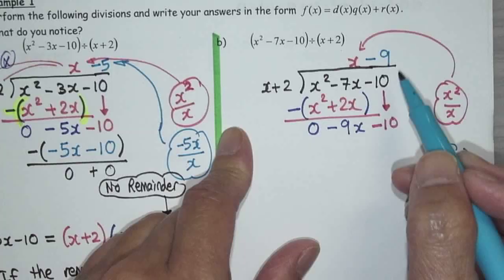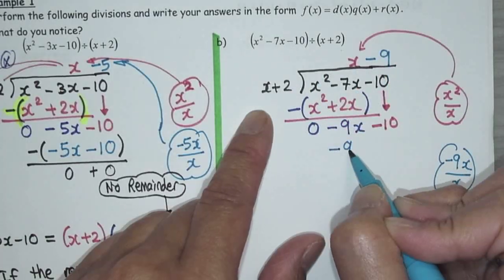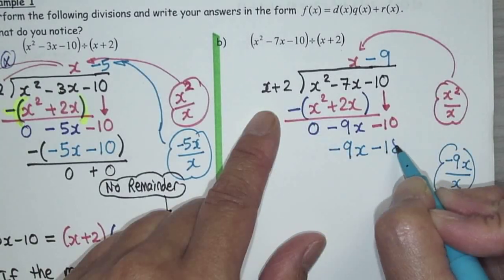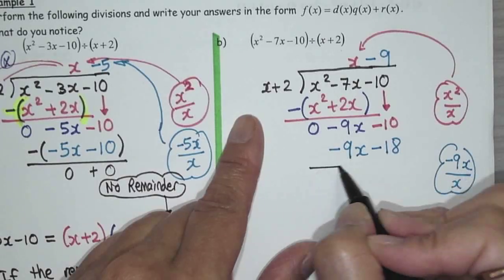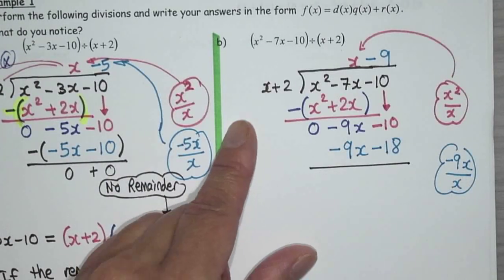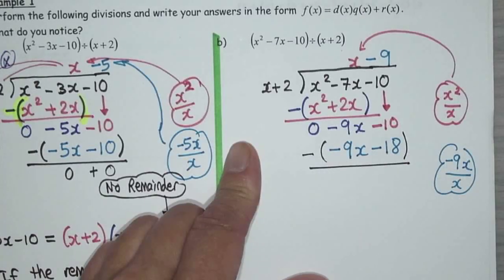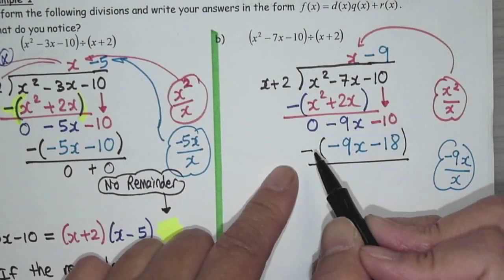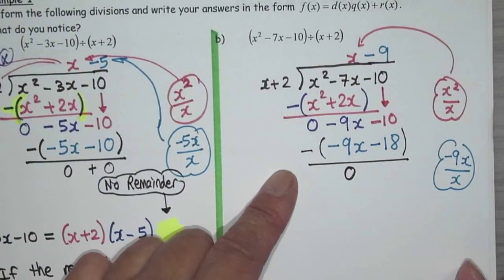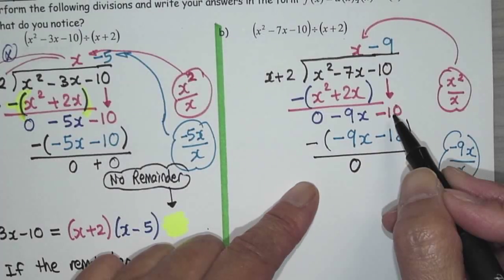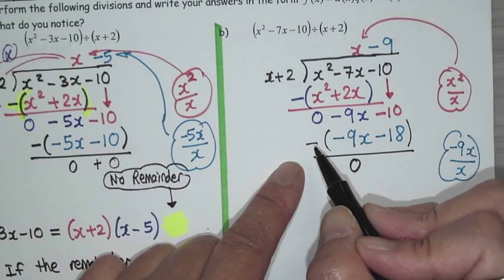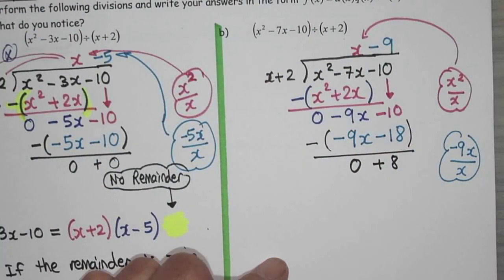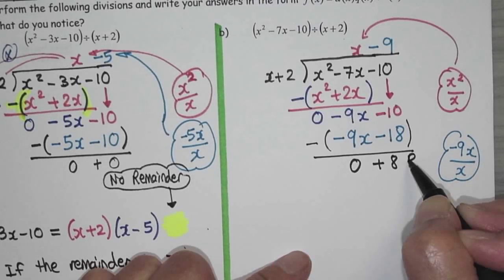Okay, multiply, so it does this circle. Negative 9 times x is negative 9x. Negative 9 times positive 2, minus 18. Line. Subtract them both. Negative 9x minus negative 9x, so that should be 0 as we chose it. This becomes negative 9, negative 10, watch your signs. Negative, negative, so 8. Plus 8, my remainder is 8. You don't have to put the plus 8, you just put 8. Okay, that is my remainder.